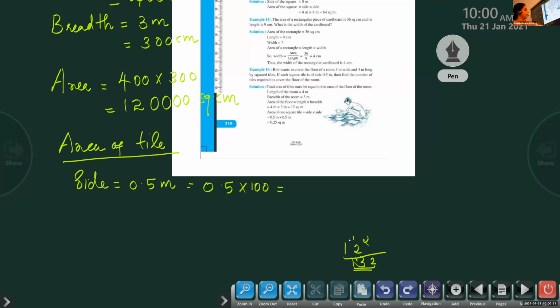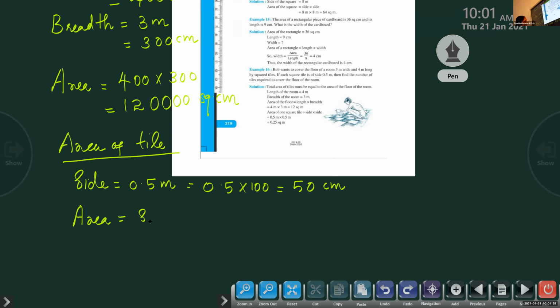Like that, without a decimal point, we multiply. That is 5 into 100, which is 500. And how many decimal places are there? Only one decimal place after the decimal point, right? Yes, ma'am. The same thing we have to do here also. So what is the answer? 50. So our answer is 50 centimeter. That is one side.